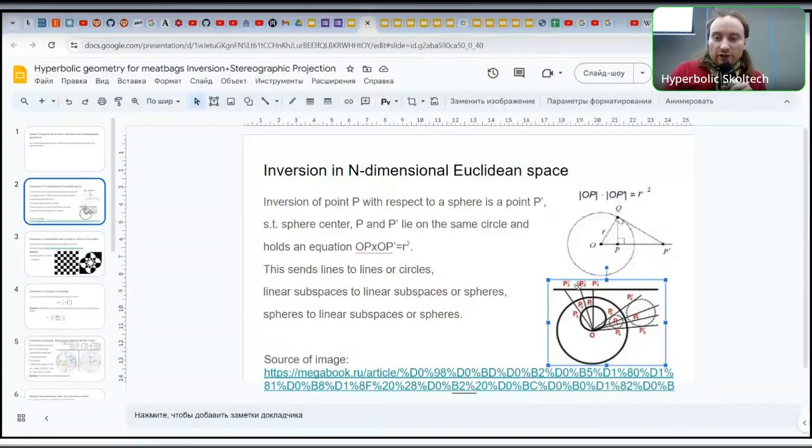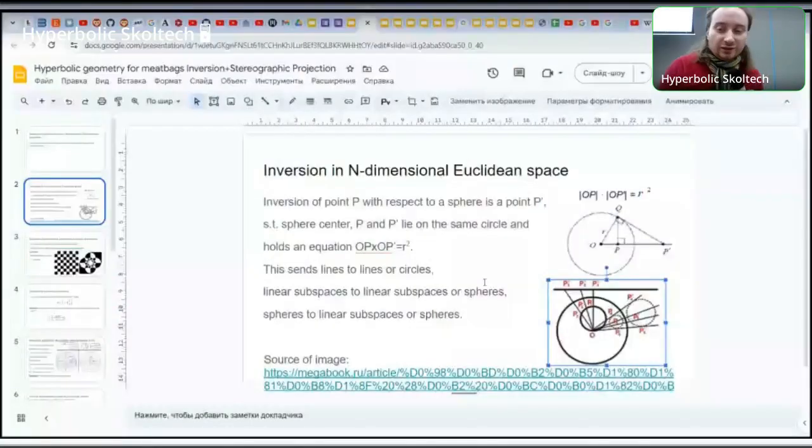So this line you see here is sent to this bold circle. To generalize this, linear subspaces are sent to linear subspaces or spheres, and spheres are sent to linear subspaces or spheres. So circles are sent to circles or lines. This punctured circle is sent to this punctured circle, and this punctured circle is sent to this punctured circle. And this bold circle is sent to this line. This depends only on whether your line or circle passes through the center of your sphere. So this is a somewhat strange transformation of the space.